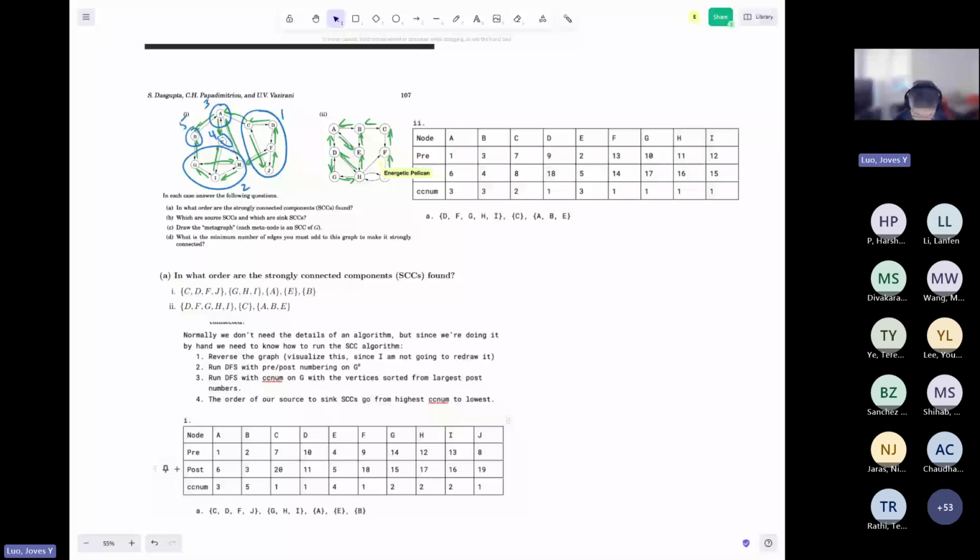So that's a wacky equation I had to do. Okay, anyway, if we were to run this now, we start with A, which gives us 1. A has an edge to E, so E becomes 2. And then E has an edge to B, so B becomes 3. B goes back to A, so B is done. Go back to E.